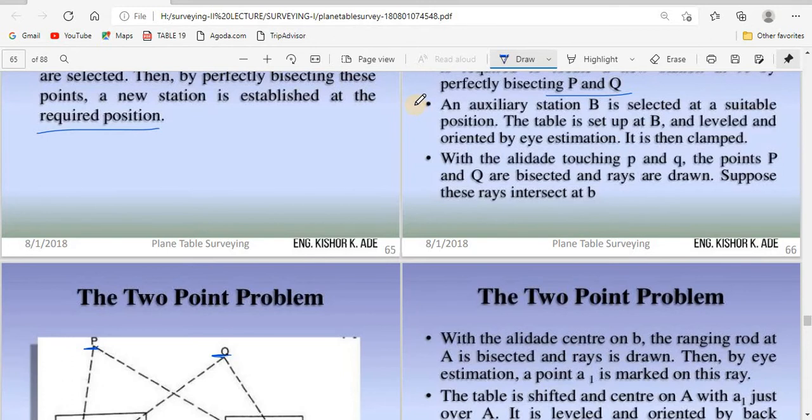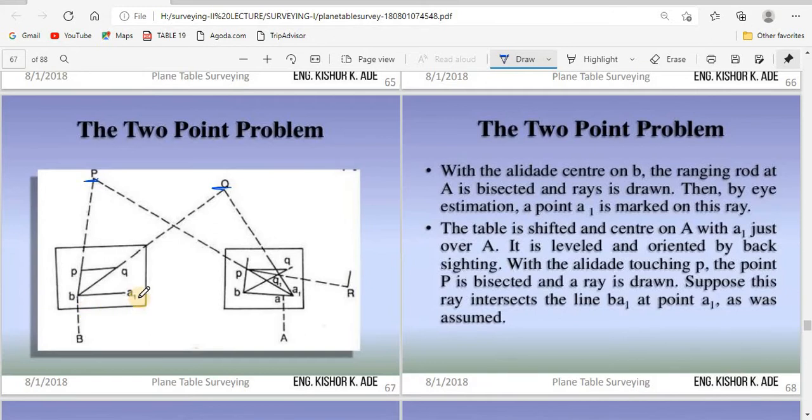Next, an auxiliary station B is selected at a suitable position. The table is set up at B and leveled, and the orientation by eye estimation is done, and then it is clamped. What you have to do is take an auxiliary station point B. We are selecting an auxiliary station point B, and then with the help of orientation, centering and leveling, you fix your plane table at point B.